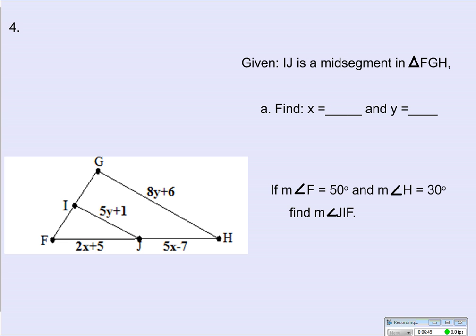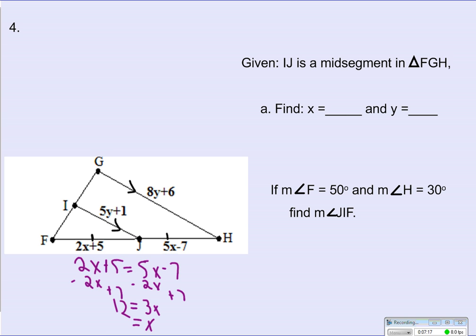All right, so let's take a look. IJ is a midsegment of FGH, so that means IJ is going to be parallel to that. It's also going to be measured to half of that. Find X, find Y. Here's what's kind of handy. Midsegments cut in half. So that means to figure out X, 2X plus 5 is going to be equal to 5X minus 7. So a little algebra skills coming in. So 3X equals 12. So X better equal 4.